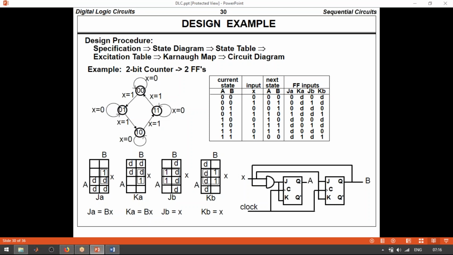Hello? Yeah. Hello. Yeah. So do you understand how we are defining the excitation table for the JK flip flop?